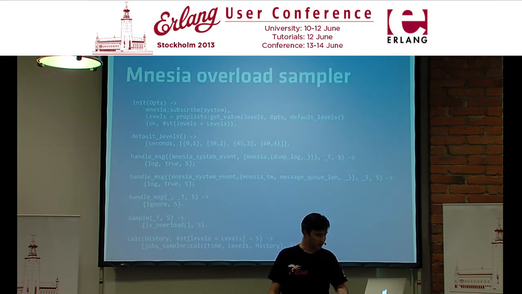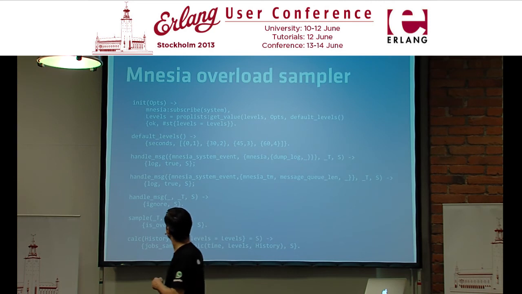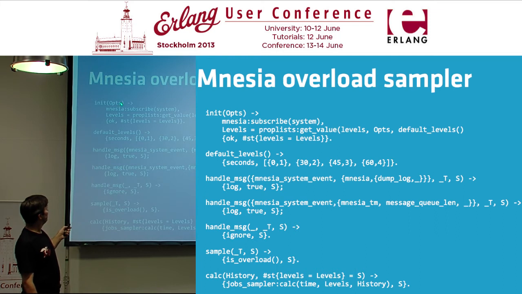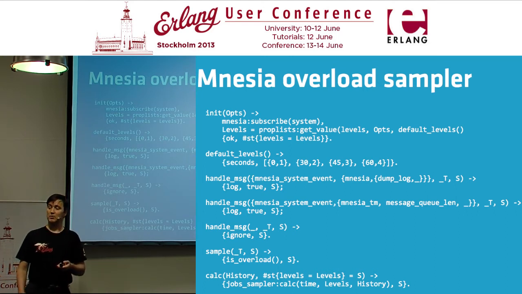I will show you the Mnesia overload sampler. It subscribes to system events when it starts. And then there is this abstraction where you can provide a list. I call it levels, which is actually used down here with the function jobs sampler calculate. So this is where you calculate the amount of overload. And in the case of Mnesia, what's really interesting is how long the overload has been going on.